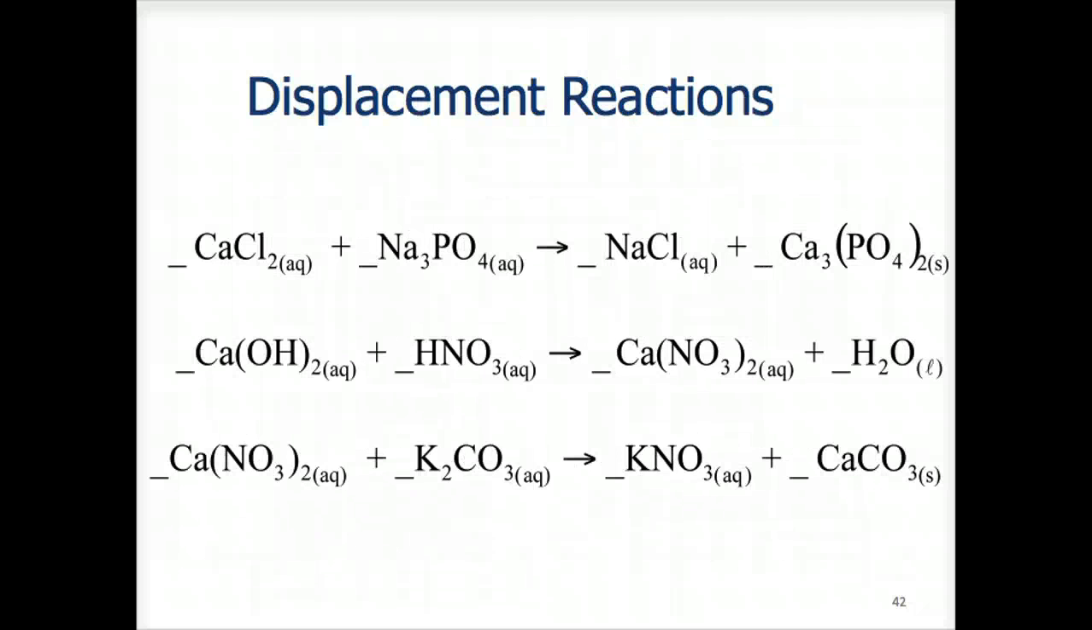Here are some more displacement reactions. These are actually double displacement, as you can see that both of them are switching partners. The calcium chloride and sodium phosphate, the calcium ends up with the phosphate and the sodium ends up with the chlorine. Happens in both cases below as well.